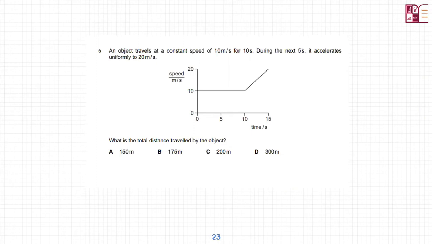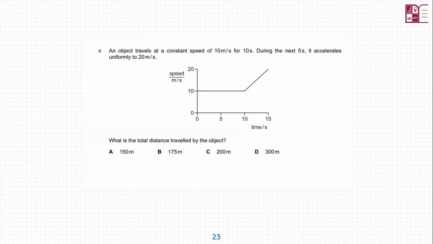An object travels at a constant speed of 10 meters per second for 10 seconds. During the next 5 seconds, it accelerates uniformly to 20 meters per second. What is the total distance traveled by the object? Now, for this, we would be taking a look at the area below the graph, as the area below the speed time graph is the distance traveled. So we'll be breaking this graph into two parts.